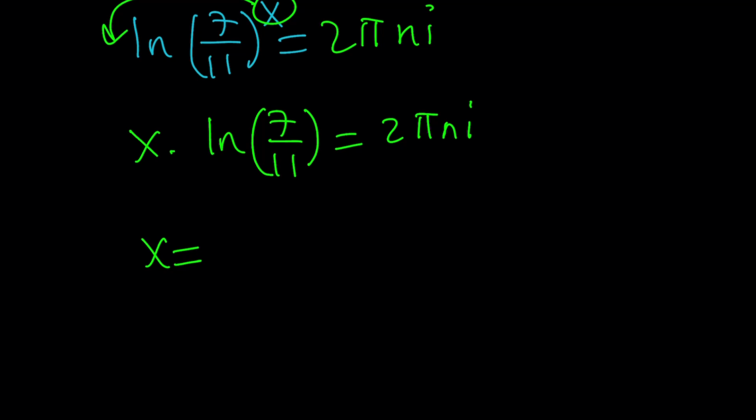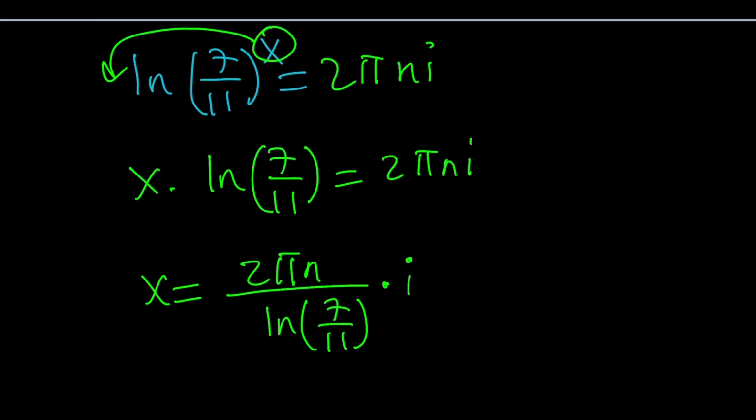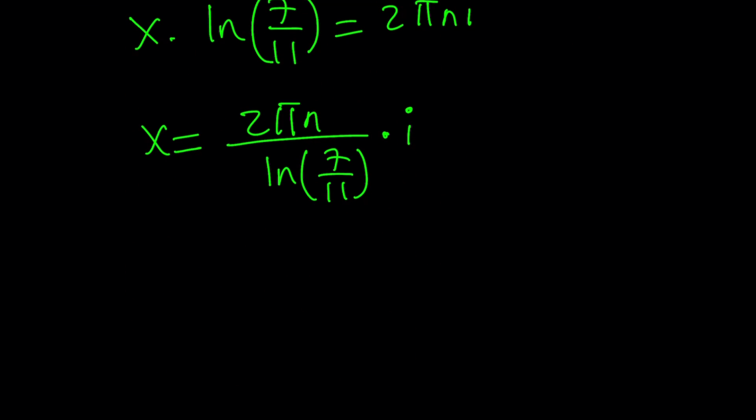But since we want to separate the real and imaginary parts, we want to write it like this, and just separate the i. So that's going to be the imaginary part. But this number has no real part because its real part is 0. What is that supposed to mean? It just means that if n is equal to 0, x becomes 0, which is the real solution.